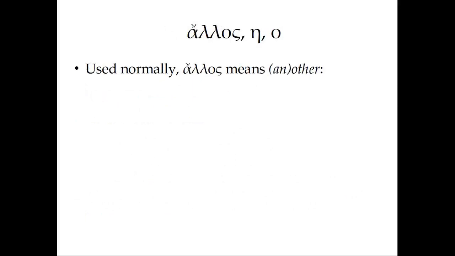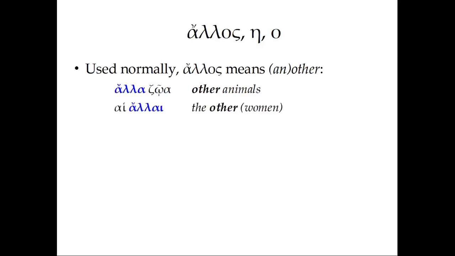Allos, alle, allo. Used normally, allos means other or another. For instance, allo zoa, other animals or other living things. Hai allai, the other women. These forms of allos, of course, agree in case, number, and gender, in this case, with the noun that it modifies. Here it's being used as an adjective, really. Zoa alla, other animals.